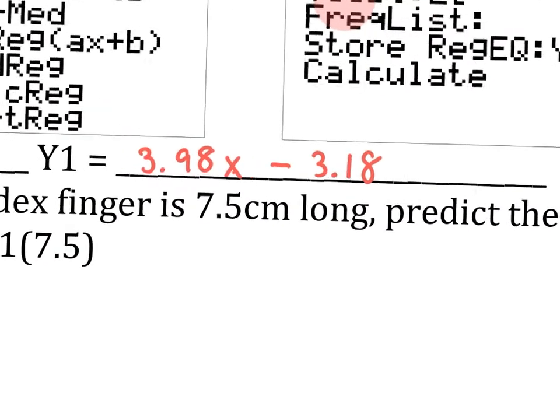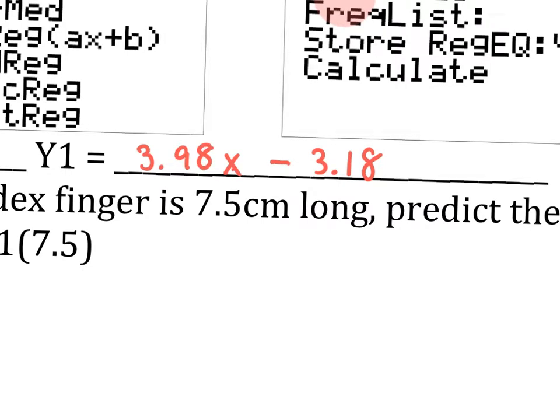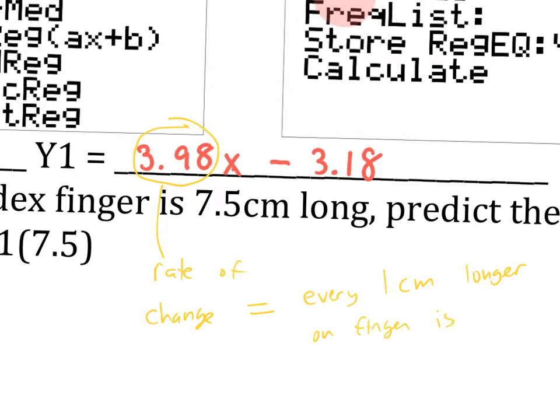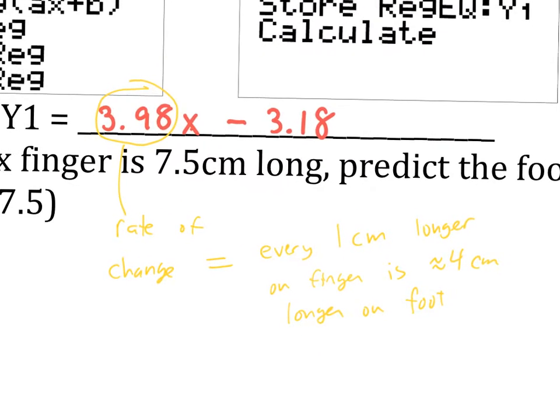But let's interpret real quick what this stuff means. Remember that this is almost 4 right here. And as we talked about yesterday, this means the rate of change. And it means every 1 centimeter longer on the finger is about 4 centimeters longer on foot. So that's what that 4 means. It's an almost 4.